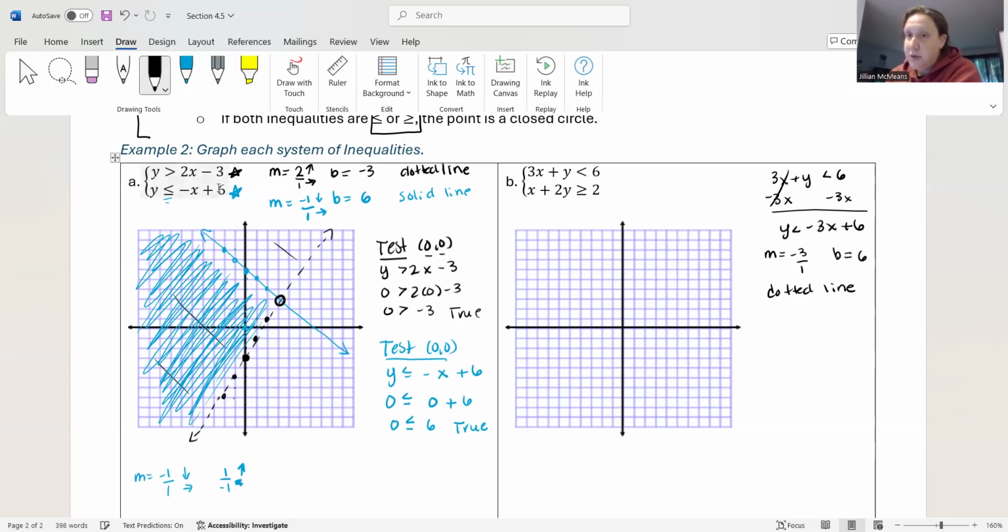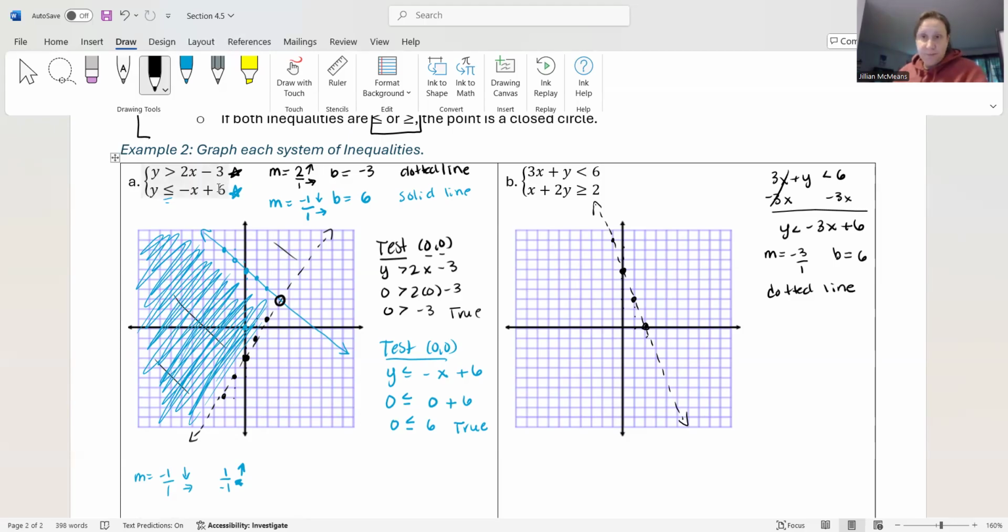So let's go ahead and graph this one, and then we'll test a point, and then we'll go back and get the second inequality. So we want to plot 6 on the y-axis. So 1, 2, 3, 4, 5, 6. Okay. And then I want to apply my slope, which is -3 over 1. So I'm going to go down 3 to the right 1. And then I could also go up 3, but then I'd have to go to the left 1. So I've got my points here. I want to connect them with a dotted line. So it would look something like this.